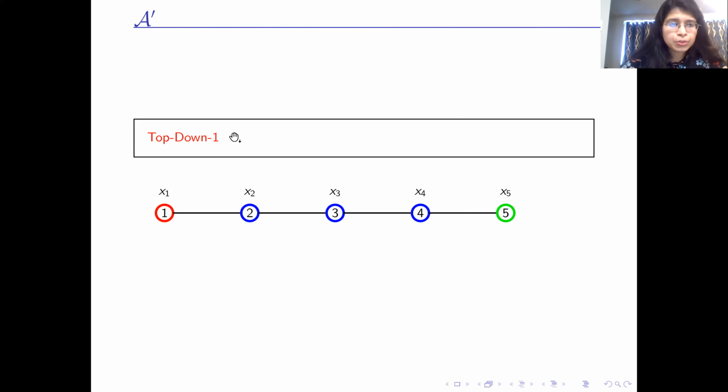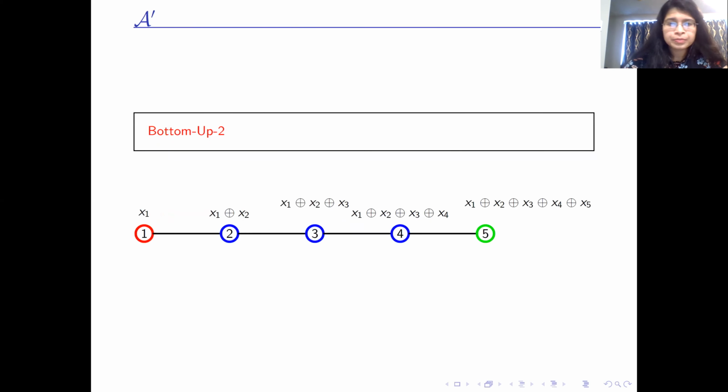So this time, first we start from the root, traverse towards the leaf, and we apply the CNOT as shown and the parities change as shown. Then we start from the second last node and traverse towards the leaf. We place the CNOTs and the parities change as shown.